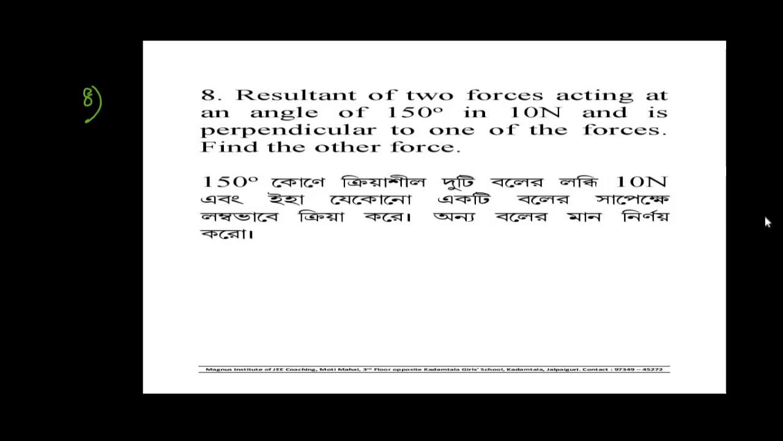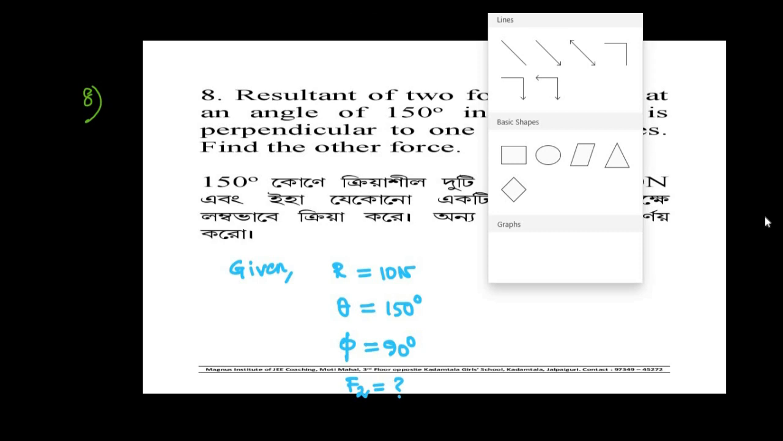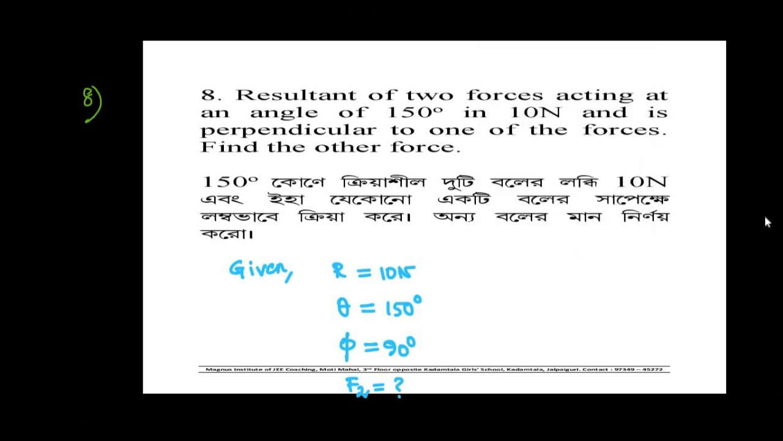According to numerical number 8, the resultant of two forces acting at an angle of 150 degree is 10 Newton and is perpendicular to one of the forces. And here we have to find the other force. Given R is equal to 10 Newton, theta equal to 150 degree and phi is equal to 90 degree. We have to find F2 equal question mark, that means the magnitude of the other force F2.